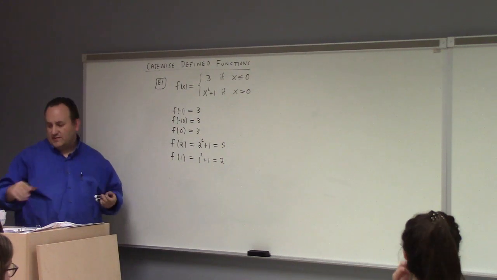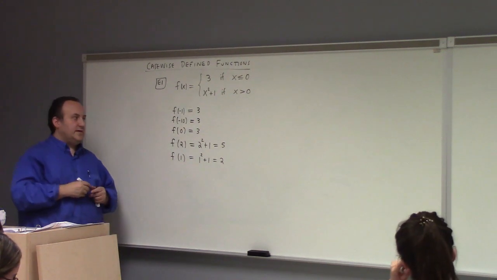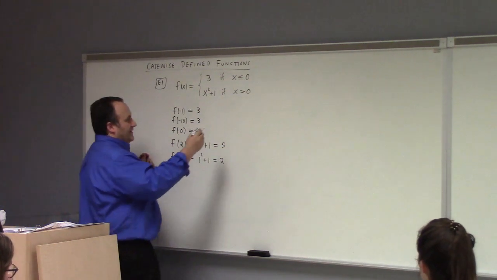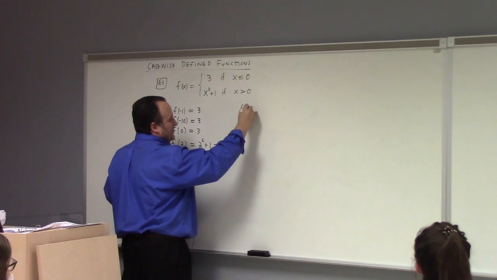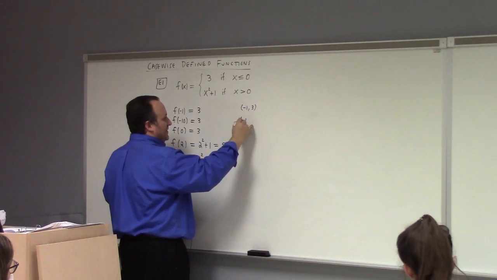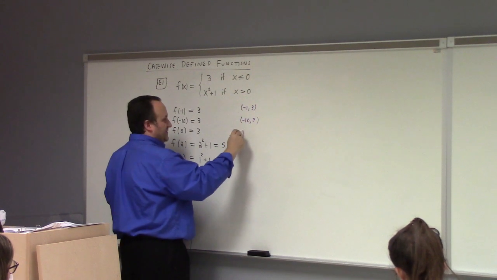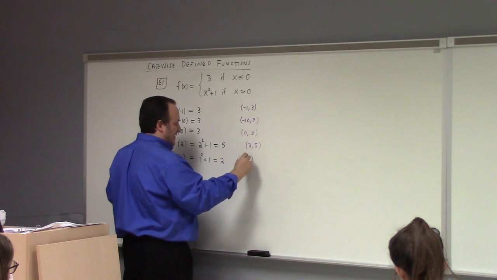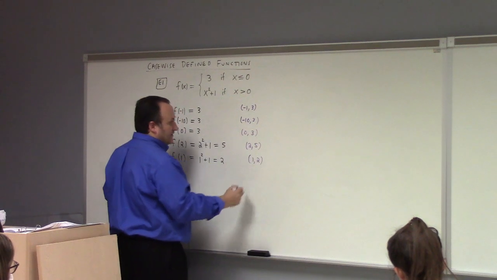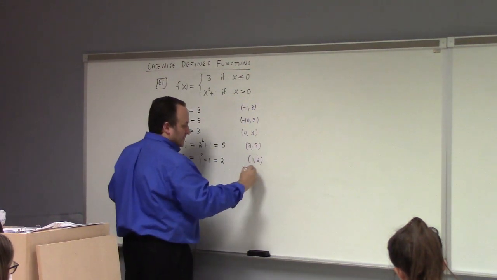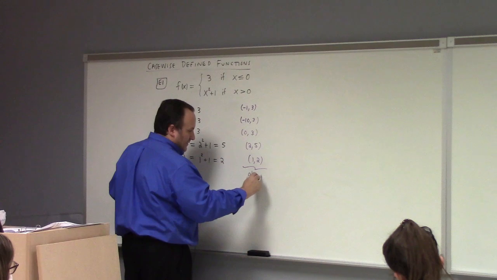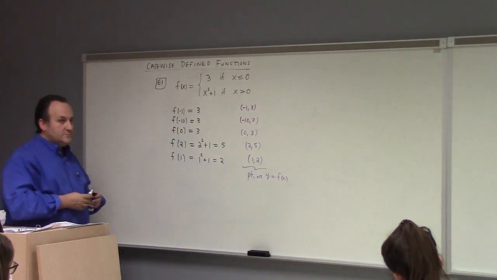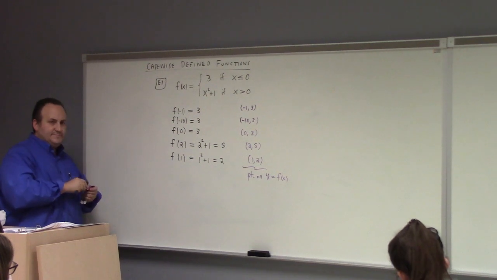Okay, so in each one of these cases, let's talk about the point on the graph that we get from each one of these, right? So I get the point minus 1, 3 is on the graph. This tells me minus 10, comma 3 is on the graph. This tells me 0, comma 3 is on the graph. This tells me 2, comma 5 is on the graph. This tells me 1, comma 2 is on the graph. These right here are points on y equals f of x, okay, the graph. So let's graph it.